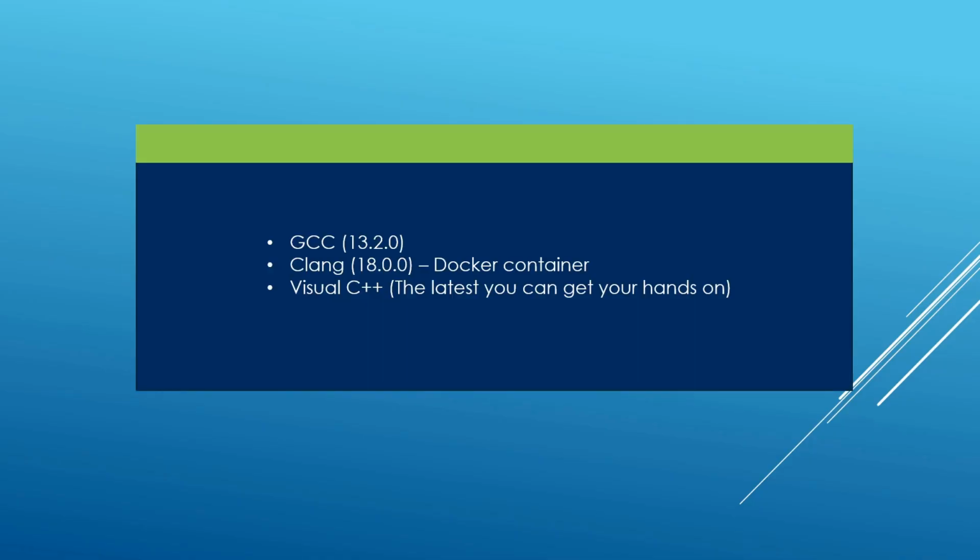Okay, the main compilers we are interested in are GCC, Clang, and Visual C++. In this course, I will be using GCC 13.2.0. It is what I get from WinLibs, as I have shown in the install videos. I would recommend you get the latest version. I will also show you how to use Clang 18. This is the latest version I can get of Clang, but this is going to be living in a Docker container.